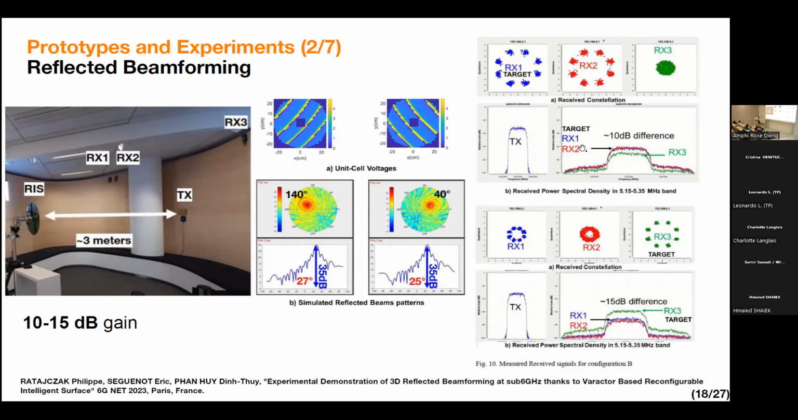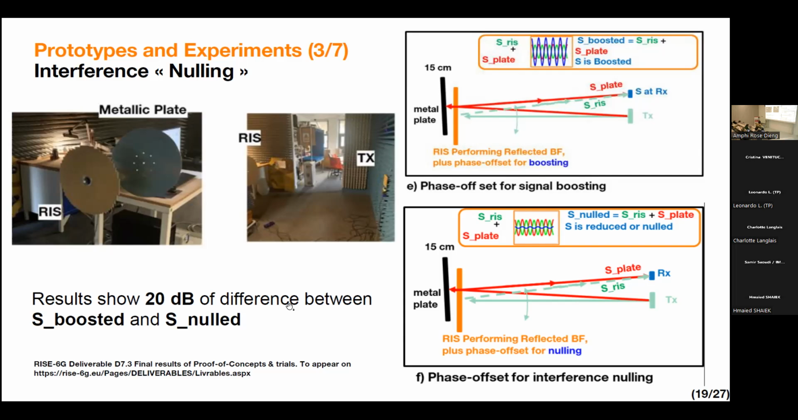And on the field, these are the constellations received by receivers one to three. And this is the spectrum, and we can see a difference of 10 dB between the two regions, 10 dB to 15 dB. So it does work. This is what we wanted to check. It's possible to change the propagation environment, the link budget, by an order of magnitude. It does work.